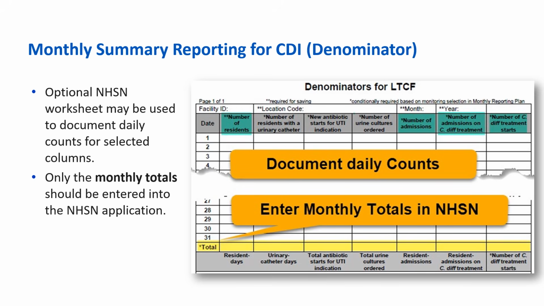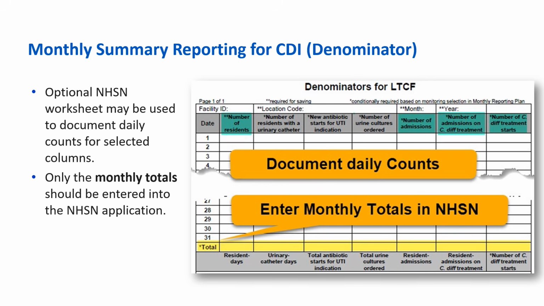Next, for each day of the month, count and record the number of residents admitted to the facility. Include both new admissions and readmissions. This is used for LabID event reporting. In the last column, if the facility is performing LabID event reporting for C. difficile surveillance for this month, for each day of the month, count and record the number of residents who are receiving antibiotic therapy for C. difficile infection at the time of admission. Include both new and readmissions.